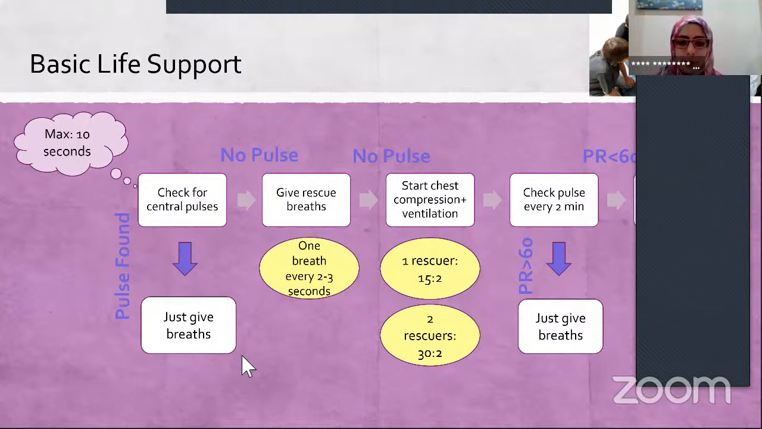Here I have a movie showing how we should use the automated external defibrillator. Please tell me if you can see the movie.